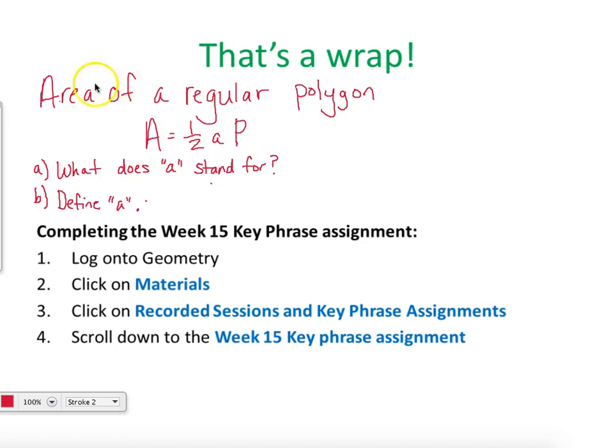So what I want you to tell me in the key phrase is, what does that lowercase a stand for? First and foremost, what word does it represent? And then the second part is define that. What part of the polygon is represented by a? Tell me what it is in the polygon. How do you know what a is when you're looking at the diagram of a regular polygon?